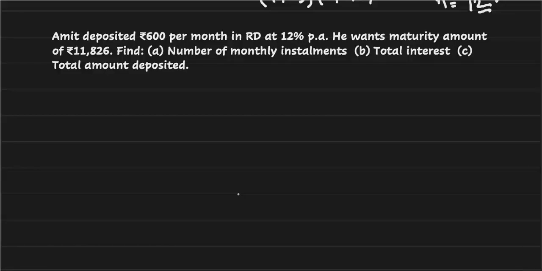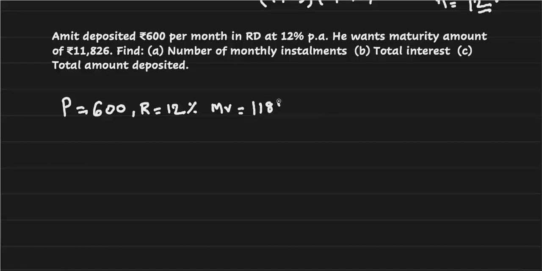Okay, so whatever is given here, let's write it down. P value is 600. Rate of interest is 12, and he wants the maturity value to be 11,826.